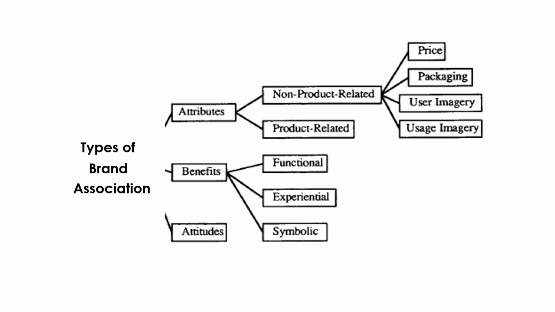Let me cover one more thing about types of brand associations, right? I said the two major types of brand associations are attributes and benefits. And the third one is perhaps attitudes, right? And attributes have two types, non-product related attributes and product related attributes. And benefits have three types: functional, experiential, and symbolic.